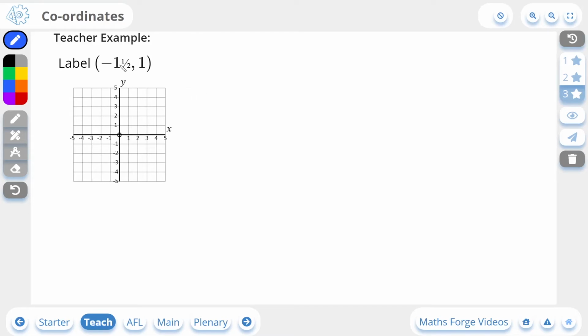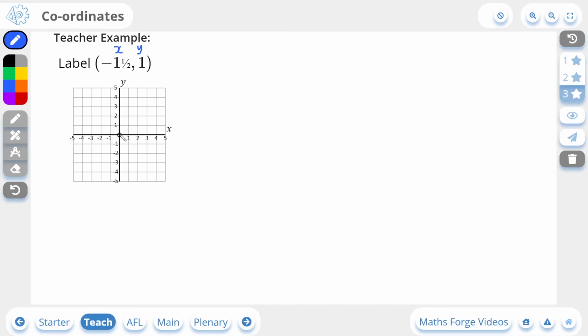Here we're being asked to label the coordinates (-1.5, 1). So the -1.5 is to the left, so this is the x coordinate. And the 1 is to the right, which means it's the y coordinate. So if we go to our grid and start from (0, 0), we go to our x coordinate first, which is -1.5. So this looks like the following.